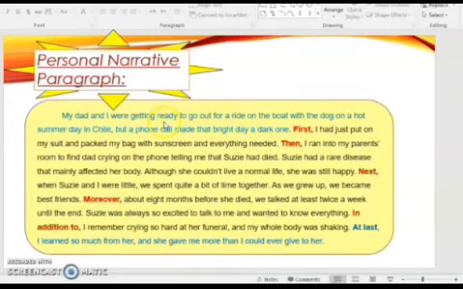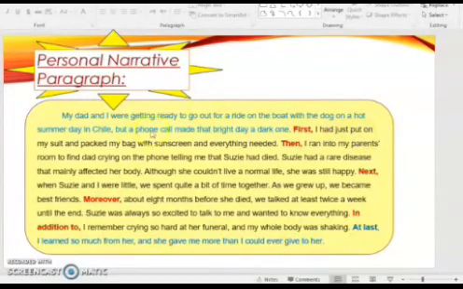So here it is highlighted in blue color to show you that this is the topic sentence, and we mentioned the time, which is a summer day, the place, Chile, and what happened. A phone call made that bright day a dark one. So this is the topic sentence containing the setting and what happened.